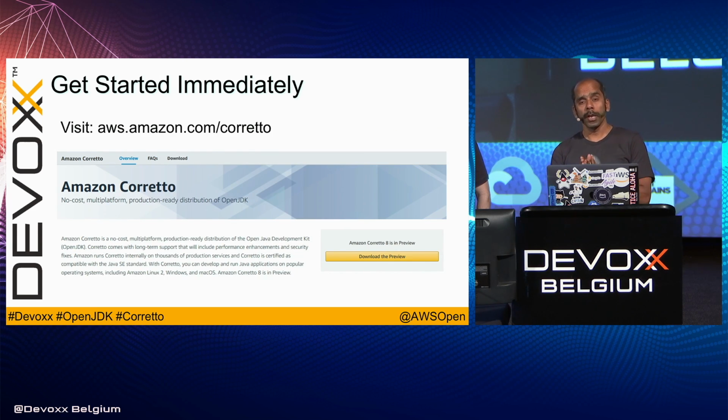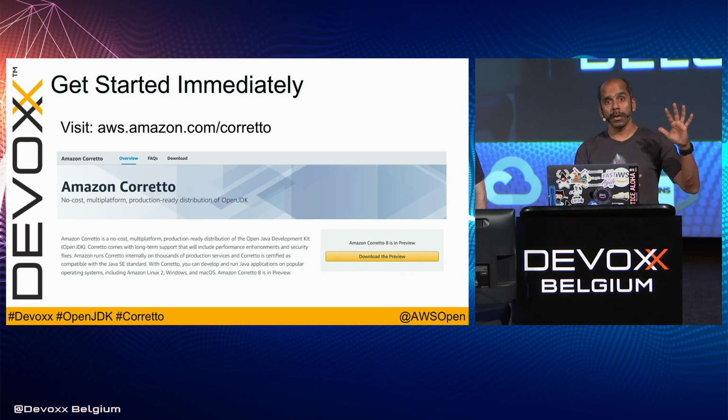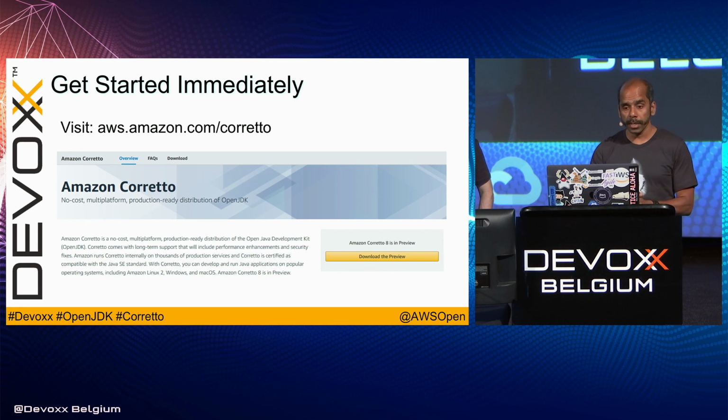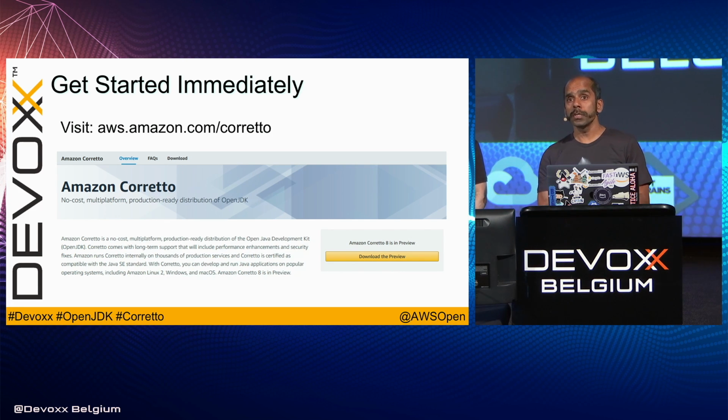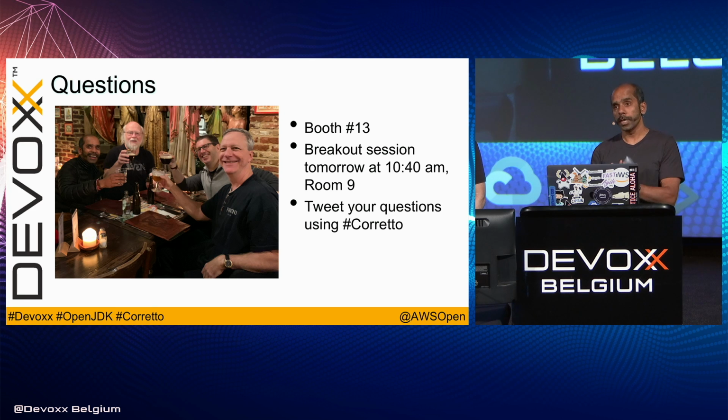So essentially, what we would like you to do is go to aws.amazon.com/corretto. It's our landing page, and you can take a look at all the data over there. There's a frequently asked set of questions that we would like you to take a look at. You can download the preview builds. All the builds that I talked about are available today. And this is where we are today.